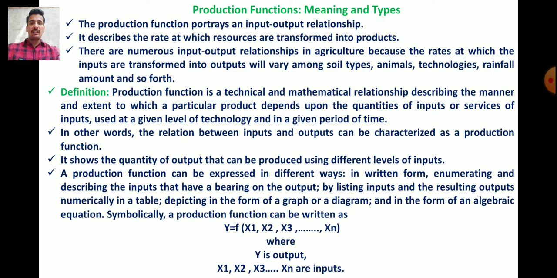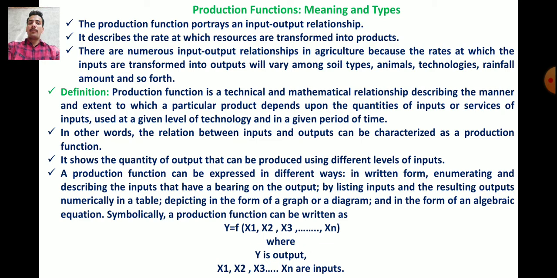In other words, in short, the relationship between input and output can be characterized as a production function. In simple language, production function is the relationship between input and output. Production function shows the quantity of output that can be produced using different levels of input. So a production function can be expressed in different ways.